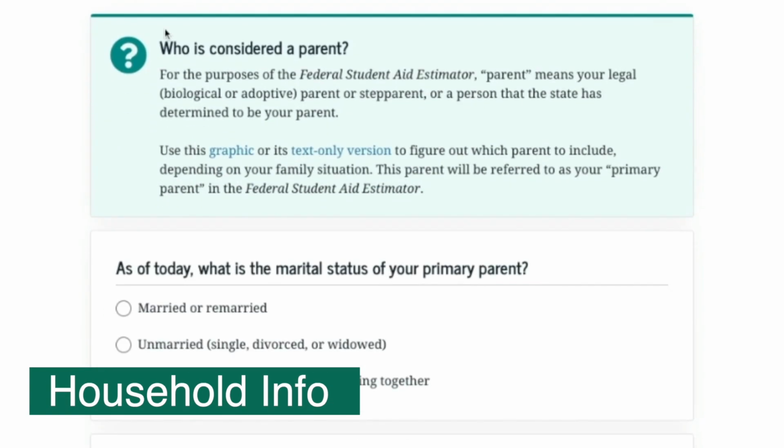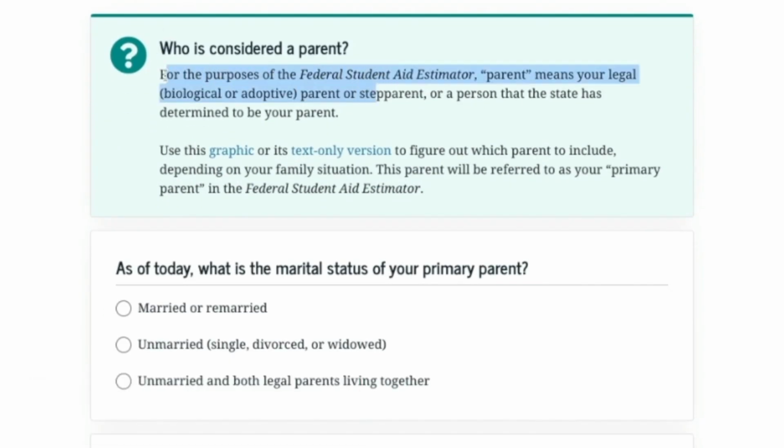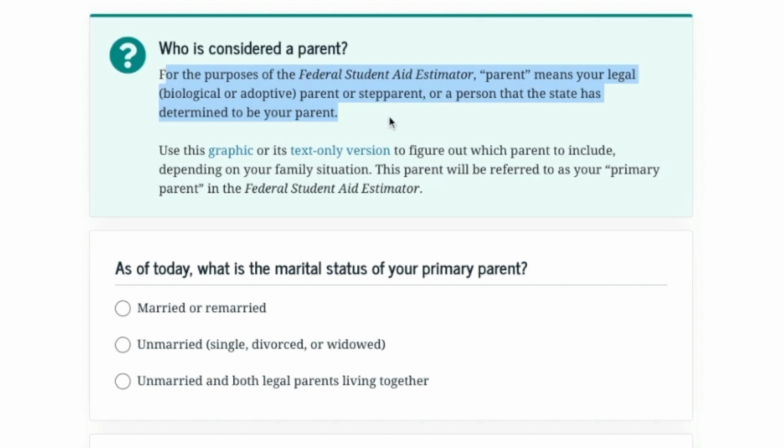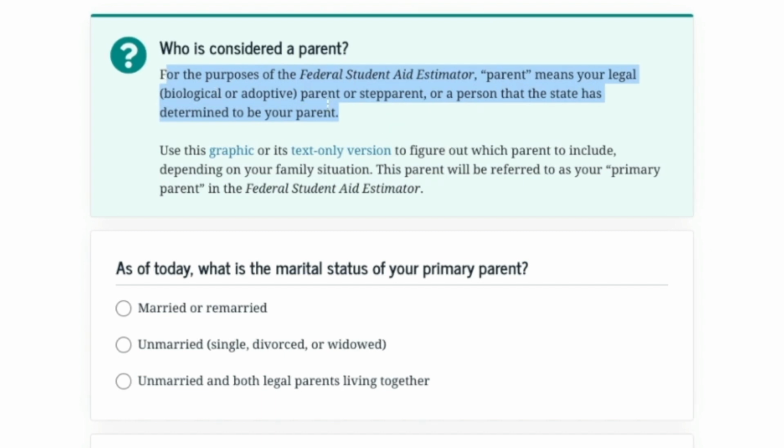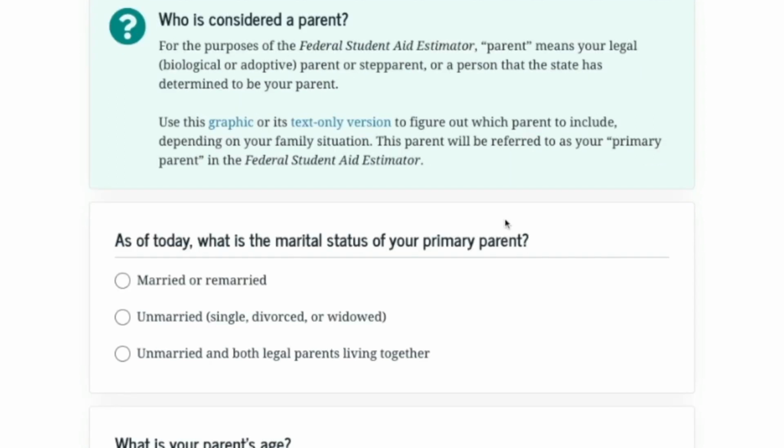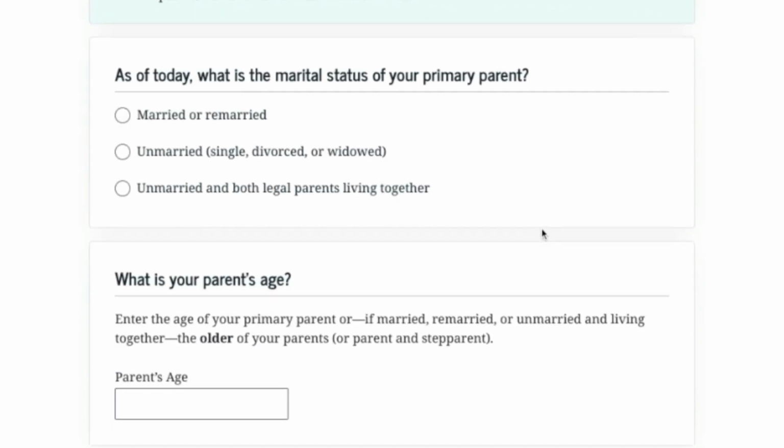Okay, so now here they define the parent. So in this definition, a parent would be biological or adoptive parent or step parent, or a person that the state has determined as a parent. So if you need help determining this, they have visuals here to help you determine it. Now, this is based on the parent that they spend the majority of their time with. So 184 days a year that they're with, then that's the parent that we would go based on.